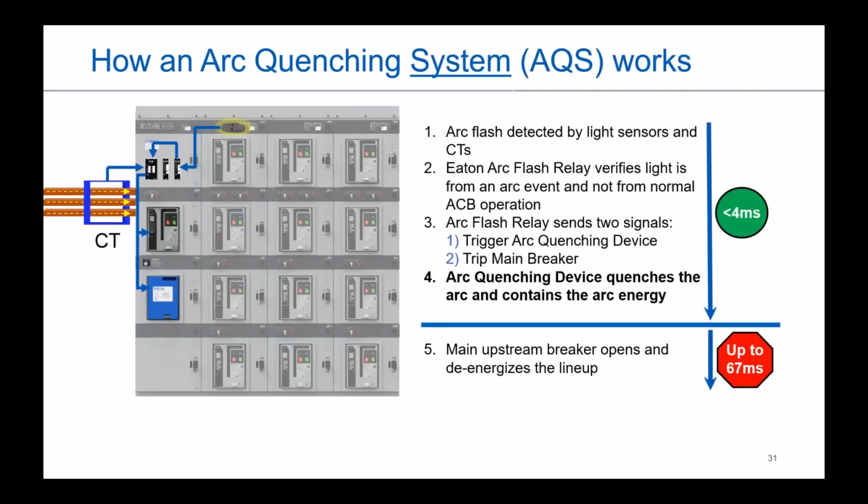Just to provide more of a visual of how things would work, and I realize this graphic's a little off, but really you have individual phase CTs. It wouldn't be a window style CT. This was just how PowerPoint allowed me to get this set up. But an arc quenching system works like this: initially the arc flash is detected by light sensors and CTs.